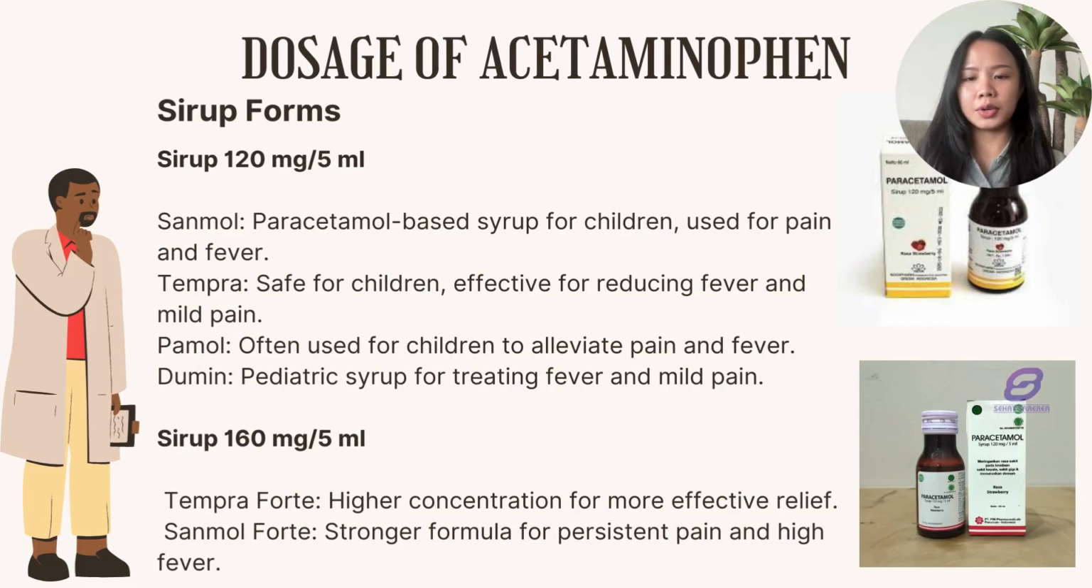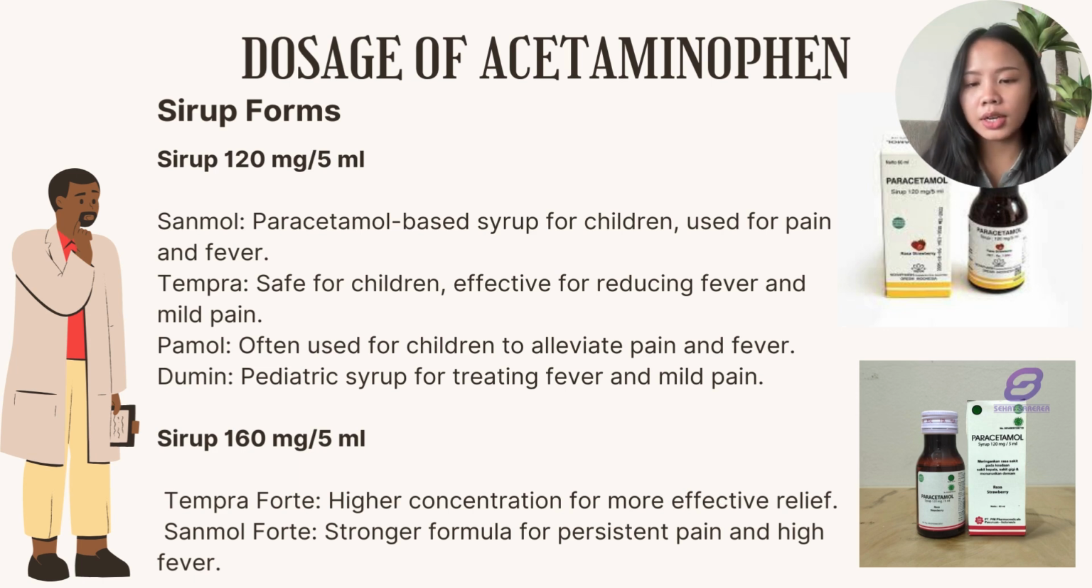For the syrup forms, syrup 120 milligrams per 5 milliliters. For Sanmol, a paracetamol-based syrup for children, used for pain and fever. Tempra, safe for children, effective for reducing fever and mild pain. Pamol, often used for children to alleviate pain and fever. Demin, pediatric syrup for treating fever and mild pain.